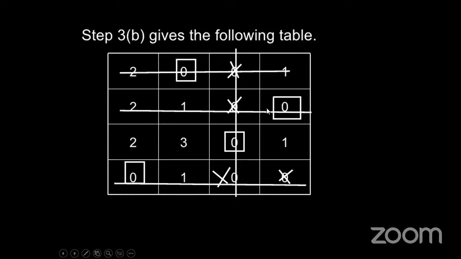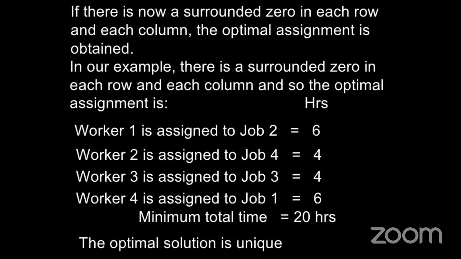So there are 4 workers to whom we need to allocate 4 jobs. According to this, can you check once whether 4 allocations are made or not? 1, 2, 3, 4. That means we got the optimal solution. If there is a surrounded 0 in each row and each column, the optimal assignment is obtained.